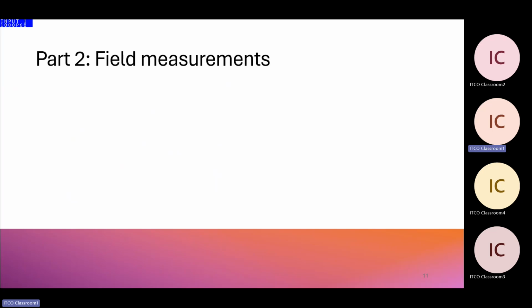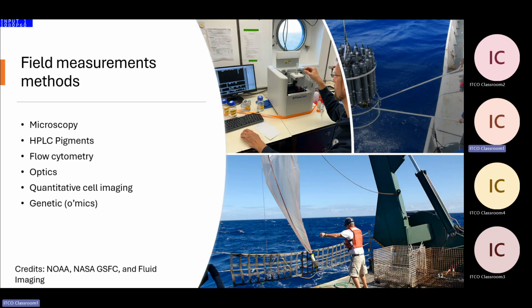And for those of you who don't collect field measurements, I'll do my best to walk you through it. Field measurements for quantifying and classifying phytoplankton go back quite a way, and the traditional approach was microscopy.